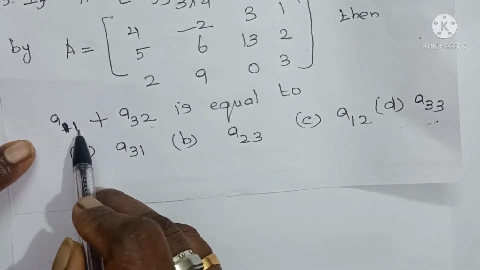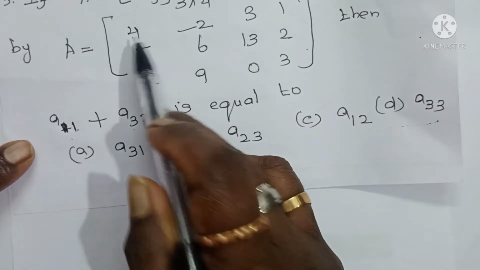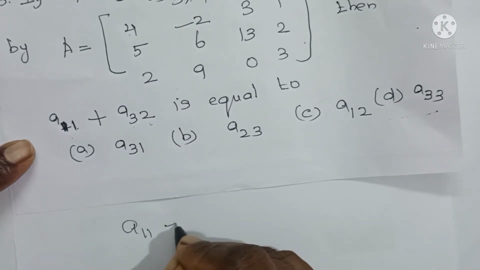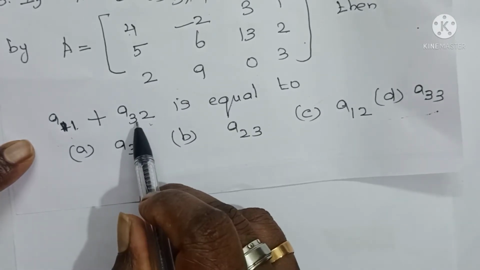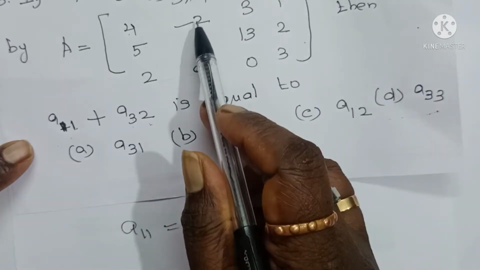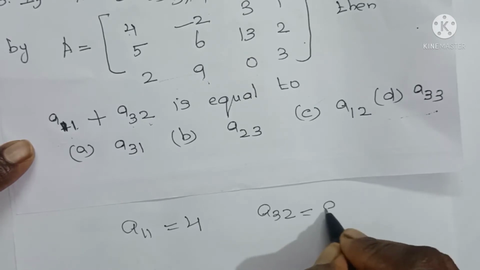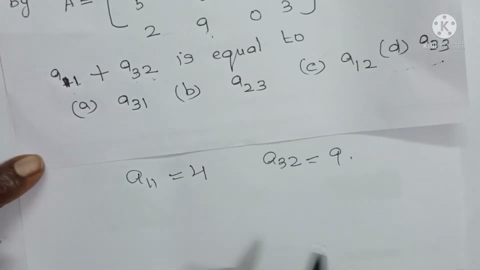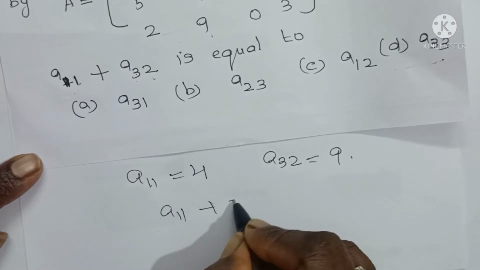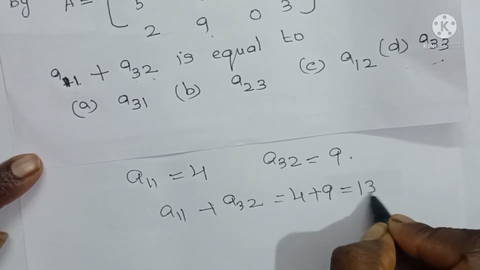Here, A11 means first row and first column, 4. So A11 is equal to 4. Then you have to find A32, third row, second column. So third row, second column. What is the answer? A32 is equal to 9. Then you have to add these. A11 plus A32 is equal to 4 plus 9, which is equal to 13.